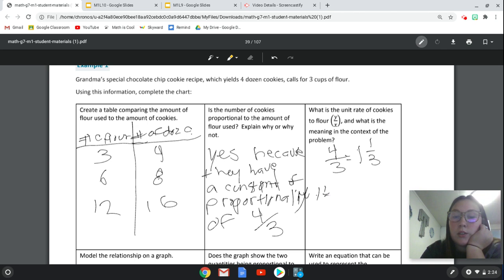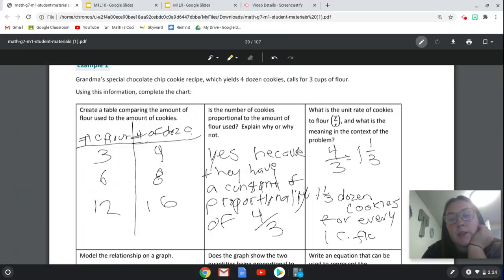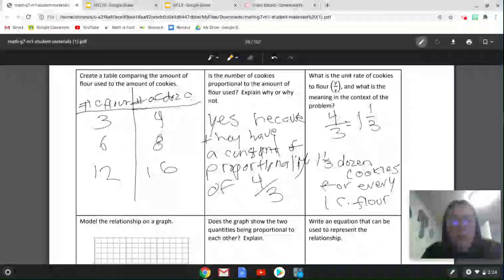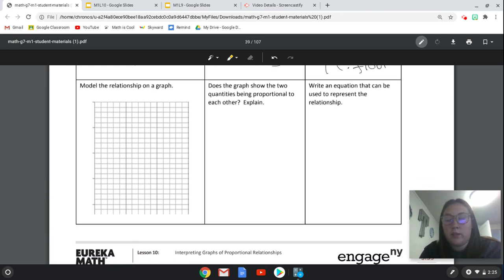So 1 and 1/3 dozen cookies for every 1 cup of flour. That's what that means. Then we have a graph. So this graph, we have to kind of decide what is the independent variable and what's the dependent variable. So my independent variable here is flour, the cups of flour. That will not change. That is a rate that stays the same.